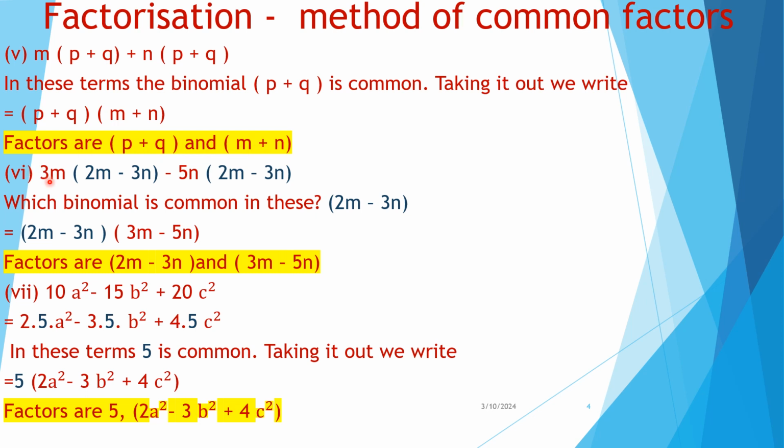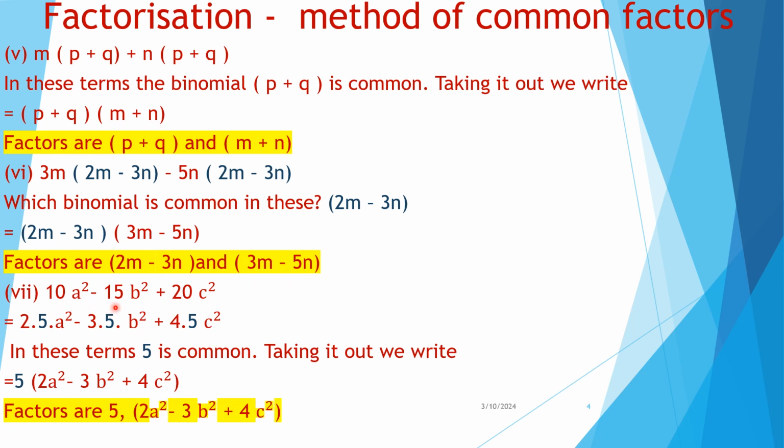Next, 3m into 2m minus 3n minus 5n into 2m minus 3n. The common factor, that is the binomial, I have written in blue. So 2m minus 3n is common. I take it outside the bracket, and within the brackets I write 3m, minus sign in between the two terms, 5n. So the factors are 2m minus 3n and 3m minus 5n.